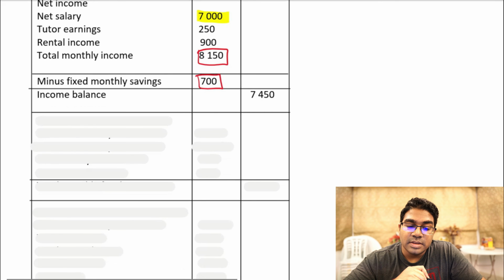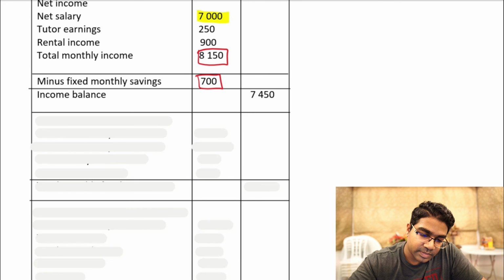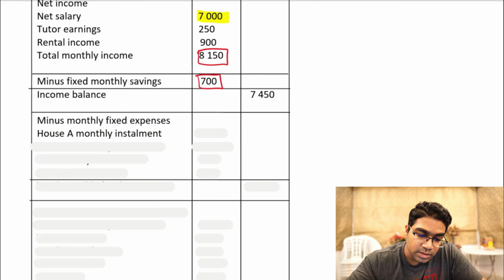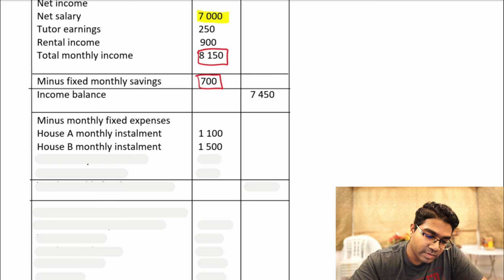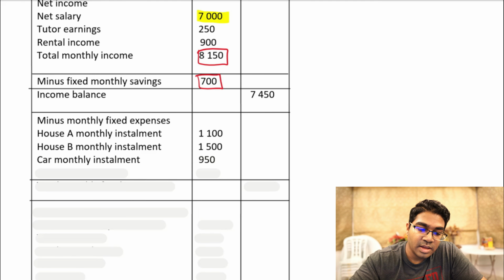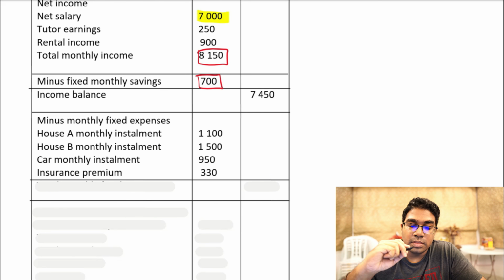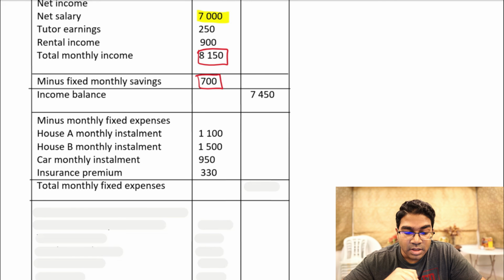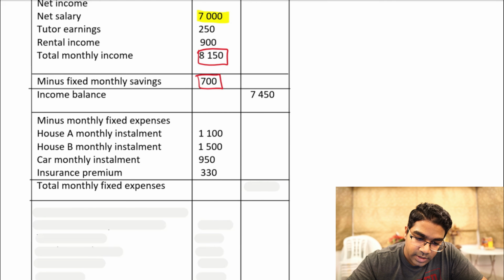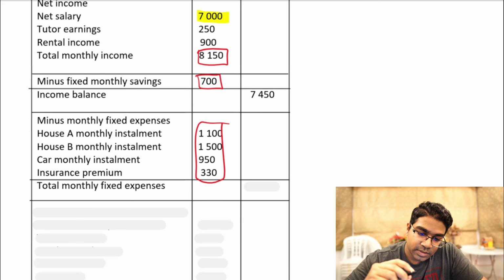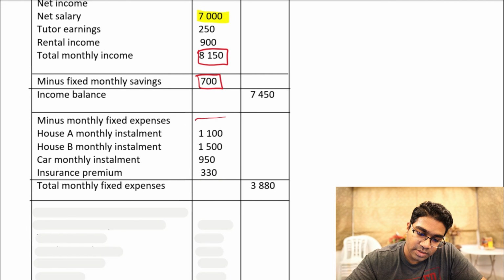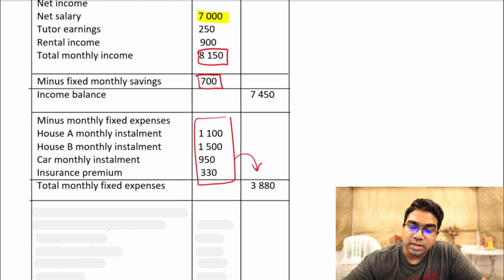After we have the income balance, the first thing we do is fixed expenses. So we have to minus monthly fixed expenses. We list down the fixed expenses, the 2 installments for the house, and then the installment for the car, and then the insurance premium, and then you will have the total monthly fixed expenses. We only take the total of this, and the amount will be 3,880. We just sum everything together, and we get this amount.